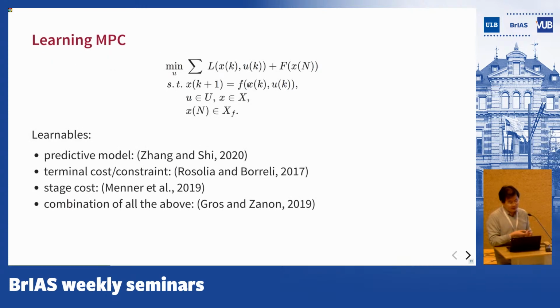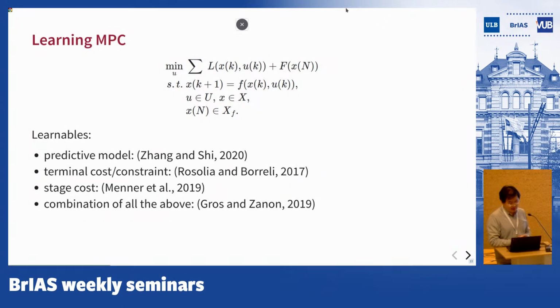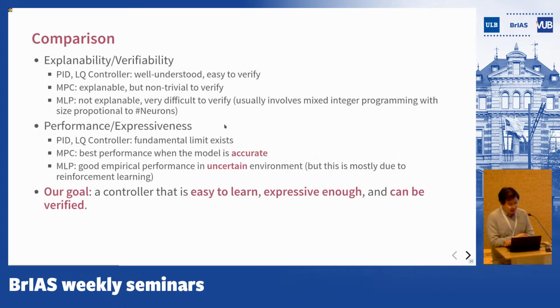And of course, there are people working on learning the so-called model predictive controller. You can think of all of these things as something you can potentially try to learn: the cost function, the predictive model, the constraints, the terminal constraint. All of this you can try to learn. So what we see here is that there is a spectrum of things that you can do tuning or learning on, or whatever you call it.